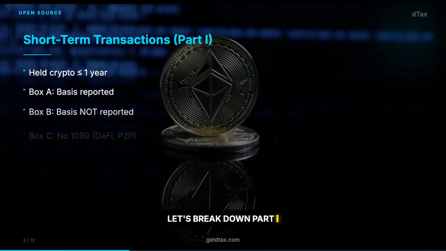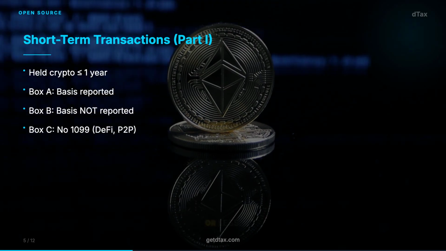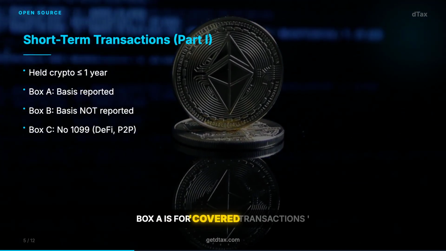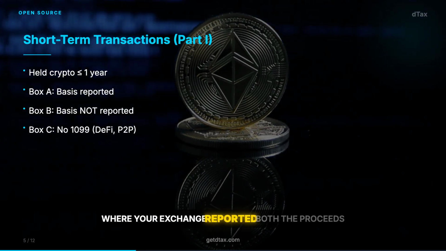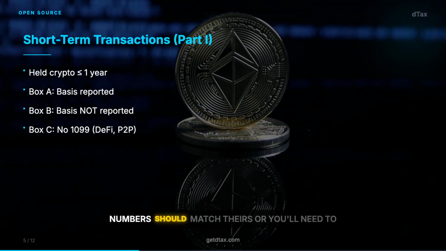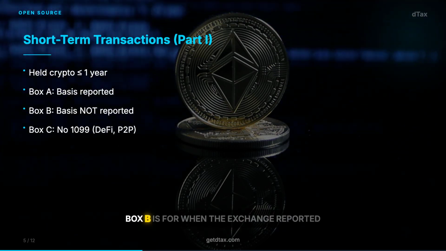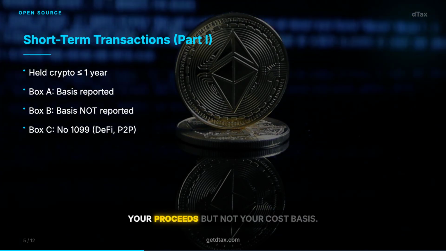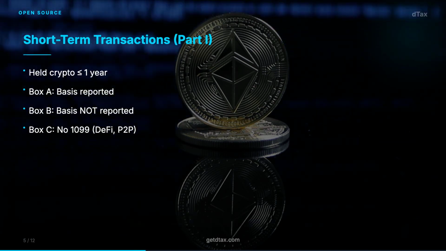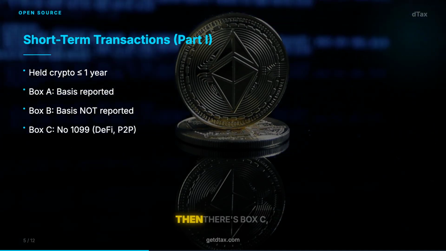Let's break down Part 1, which covers short-term transactions, meaning you held the crypto for 1 year or less. Box A is for covered transactions, where your exchange reported both the proceeds and your cost basis to the IRS. Your numbers should match theirs, or you'll need to explain any differences. Box B is for when the exchange reported your proceeds, but not your cost basis. This often happens with older accounts or transfers between platforms.